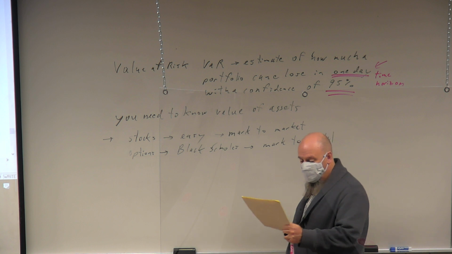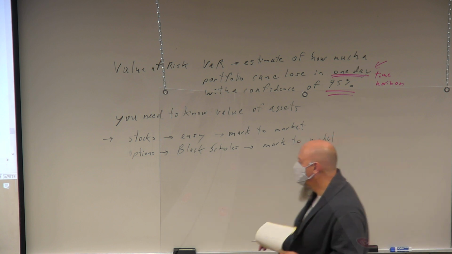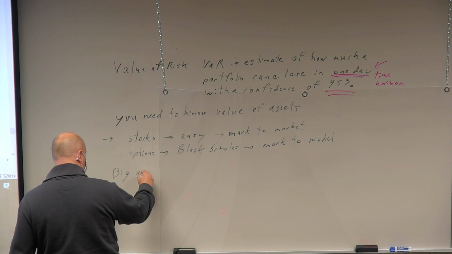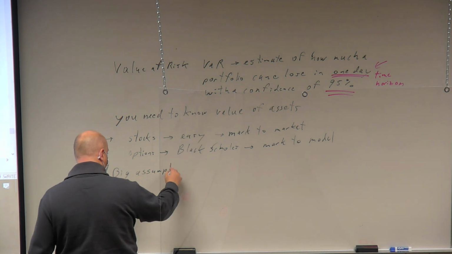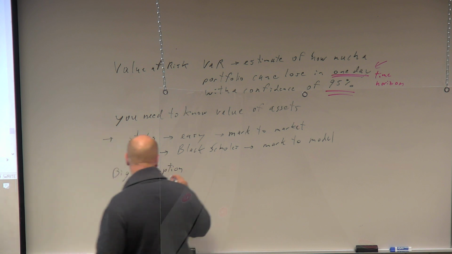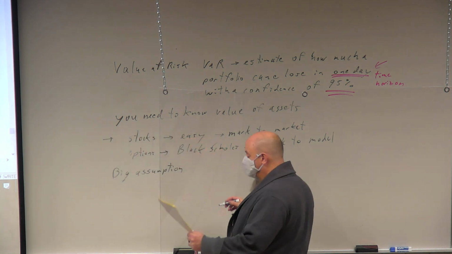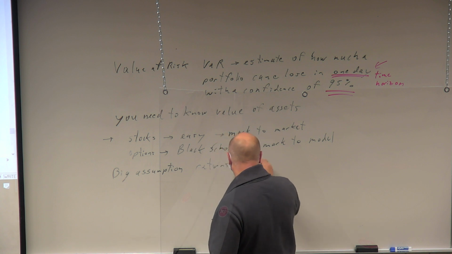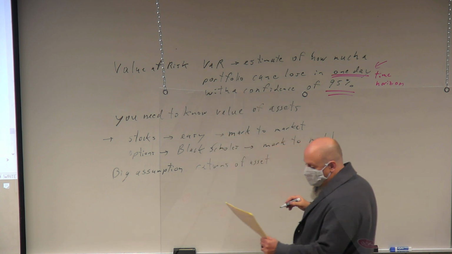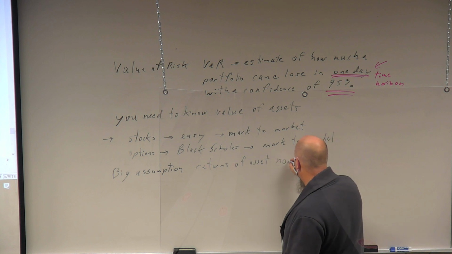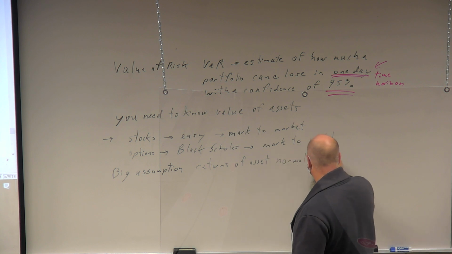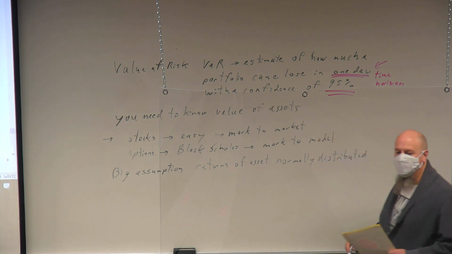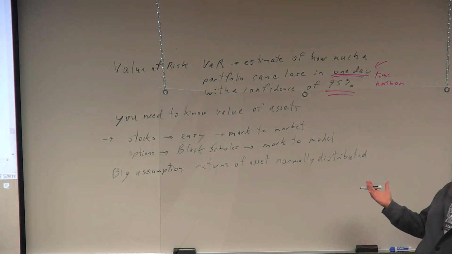So our big assumption, which we know is wrong even before I write it down: the returns of the asset, the returns are normally distributed. That's our big assumption. And I'm going to then redraw that picture.